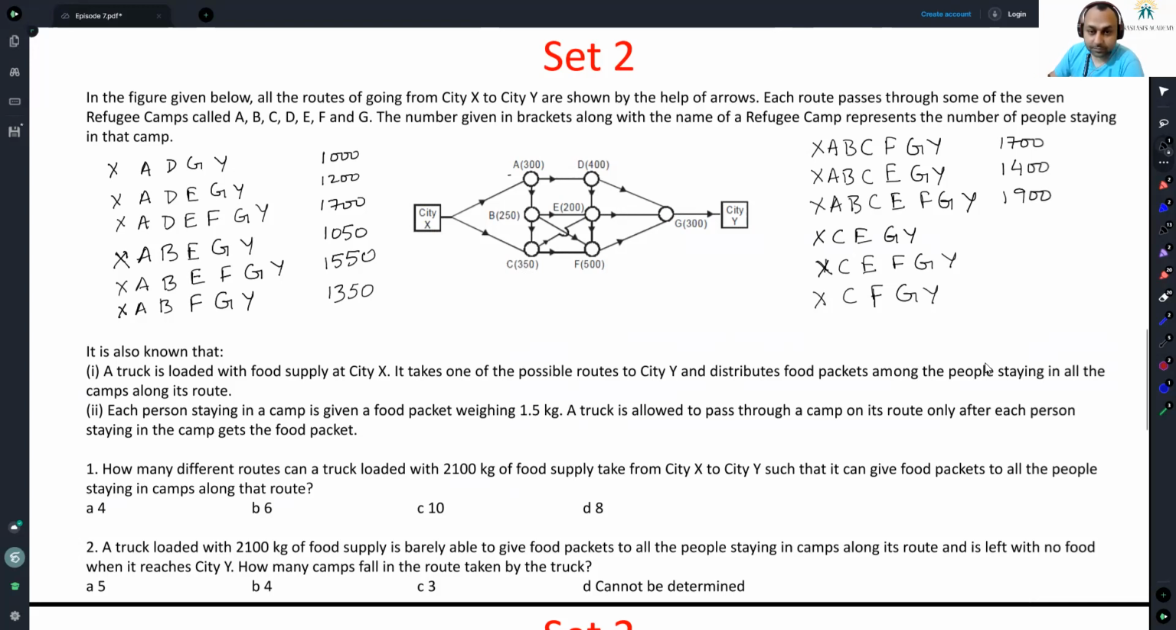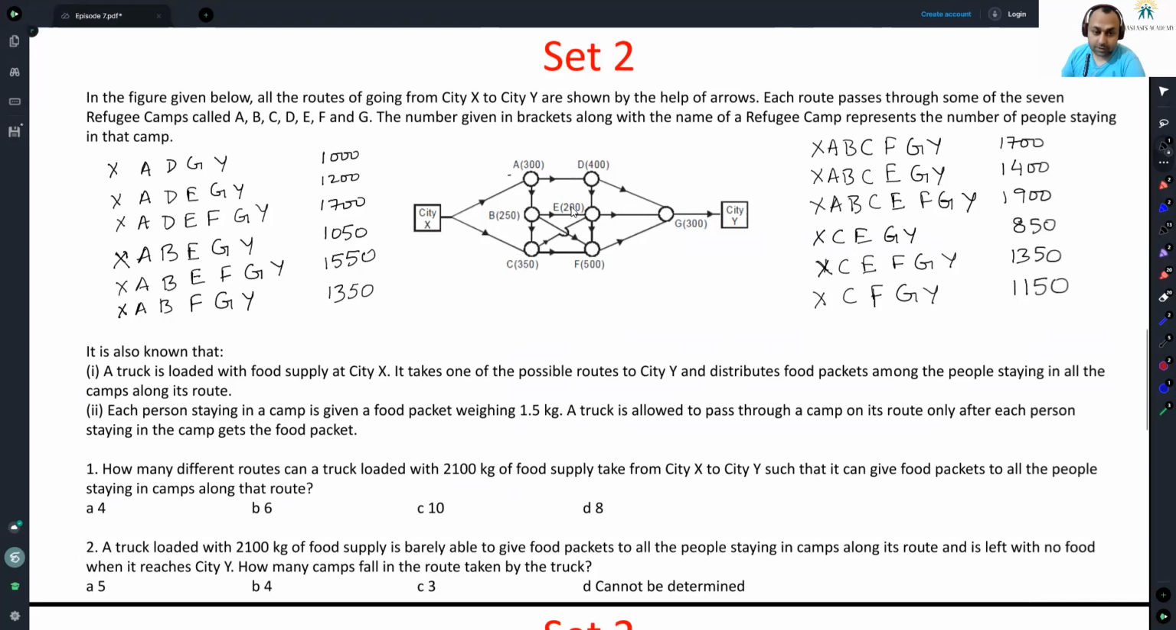C, E, G. 350, 200, 300. So 850 people here. C, E, F, G, Y. 350, 200, 550 plus 800, 1350. And C, F, G. 800 plus 350. So 1150. So I have the number of people along all the 12 routes identified. Let's get to individual questions.